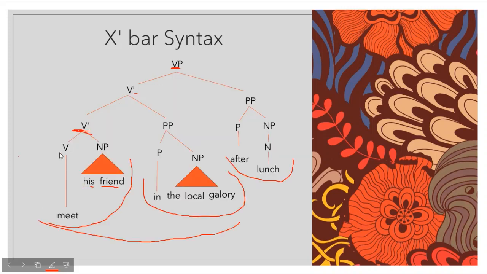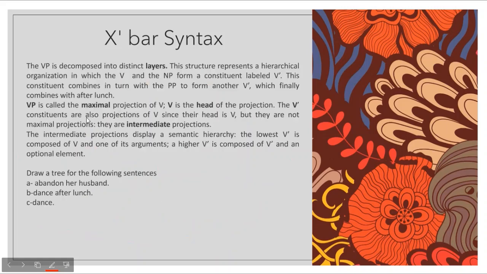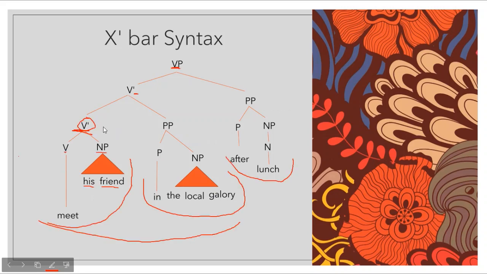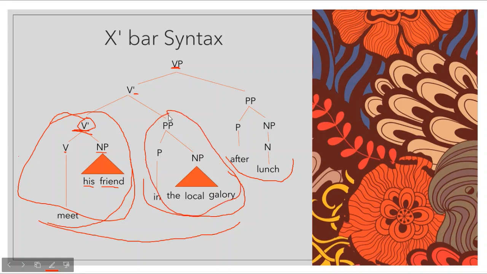This V and this NP, the two of them together, represent a constituent whose label is this V bar. Okay. This constituent combines in turn with the PP to form another V bar. So this whole constituent together with this PP forms another constituent labeled another V bar. This is V bar number 1 and this is V bar number 2.